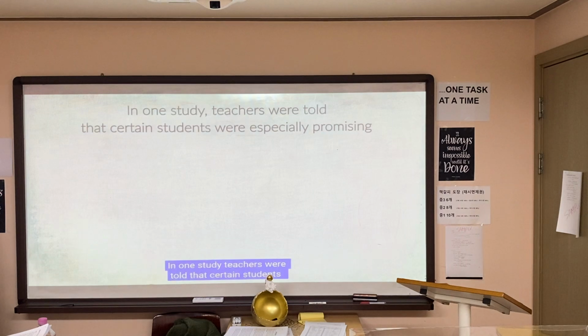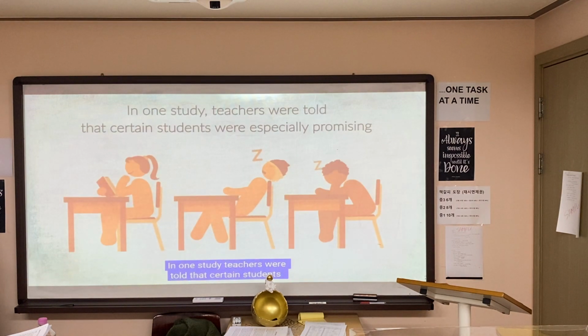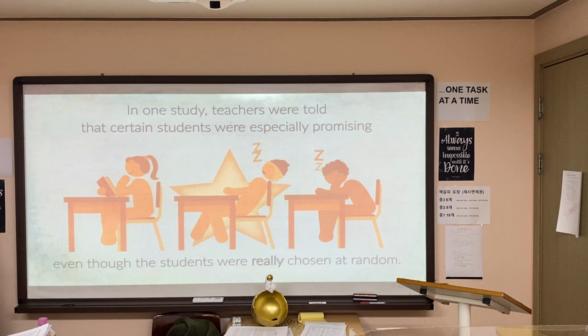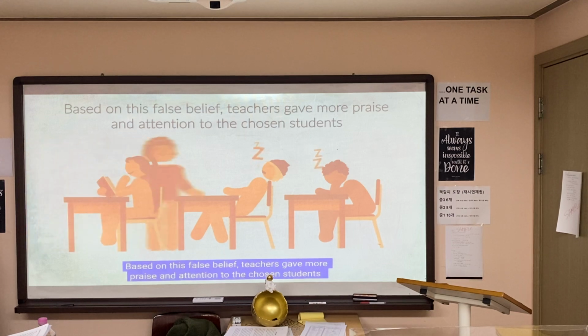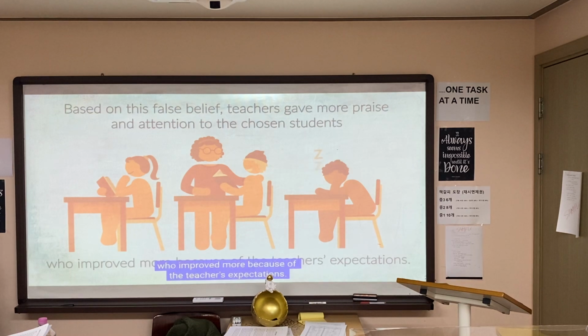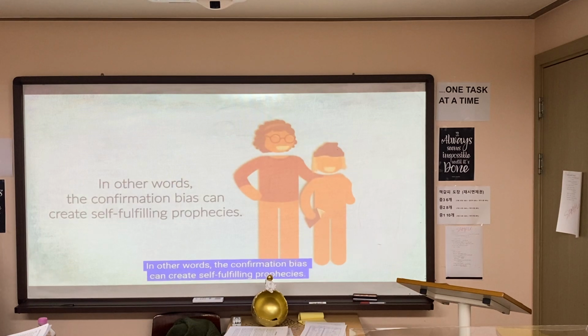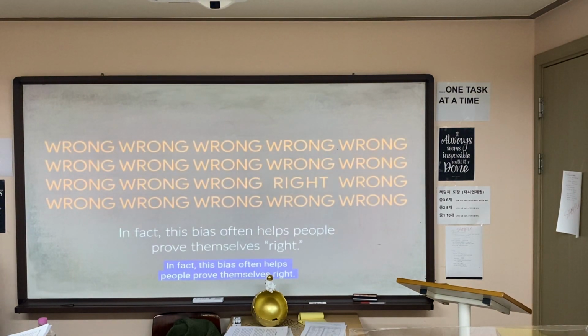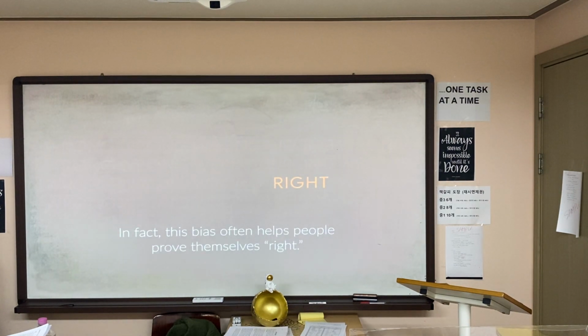In one study, teachers were told that certain students were especially promising, even though the students were really chosen at random. Based on this false belief, teachers gave more praise and attention to the chosen students, who improved more because of the teacher's expectations. In other words, the confirmation bias can create self-fulfilling prophecies. In fact, this bias often helps people prove themselves right.